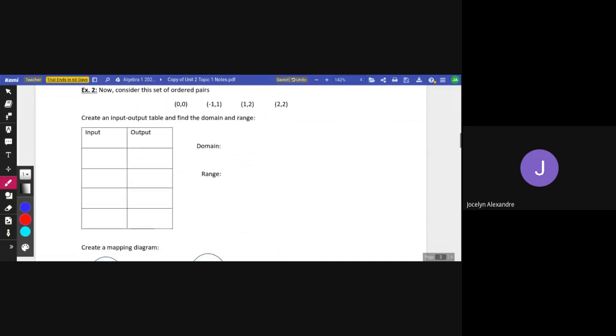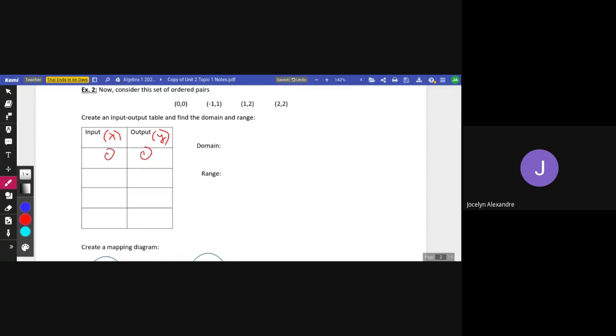Now we have another set of ordered pairs: 0, 0; -1, 1; 1, 2; and 2, 2. Let's create an input-output table. Remember that input is x, output is y. My first one is 0, 0.